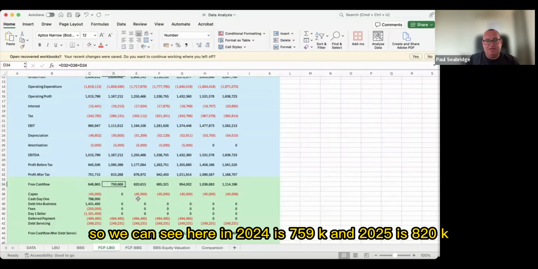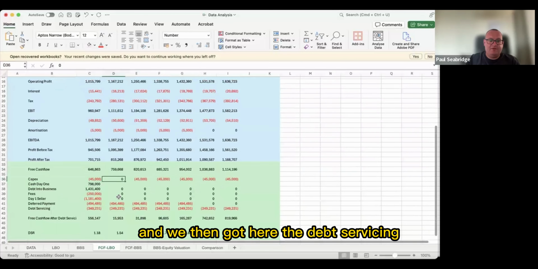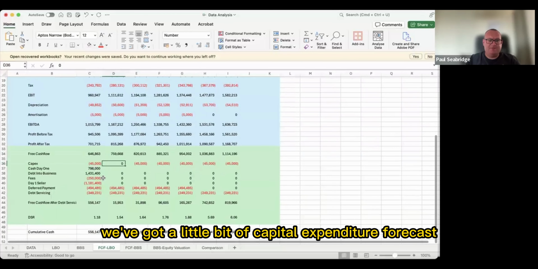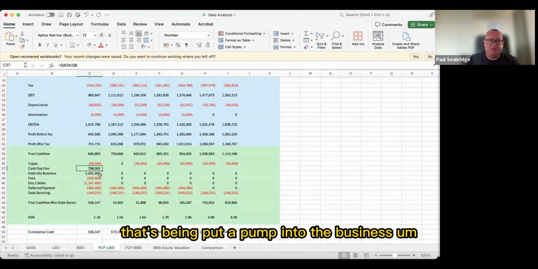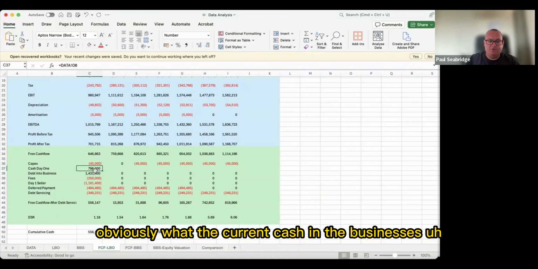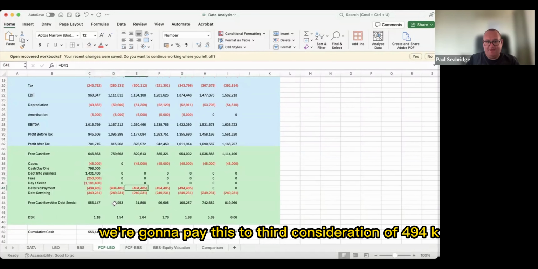So we can see here in 2024, it's 759k, 2025, it's 820k, so on and so forth. We've then got here the debt servicing. So we've got a little bit of capital expenditure forecast. You can see here we've built in the debt that's being pumped into the business. We're putting obviously what the current cash in the business is, less the fees to do all of this. That's the day one seller payment. And then every year we're going to pay this deferred consideration of 494k.